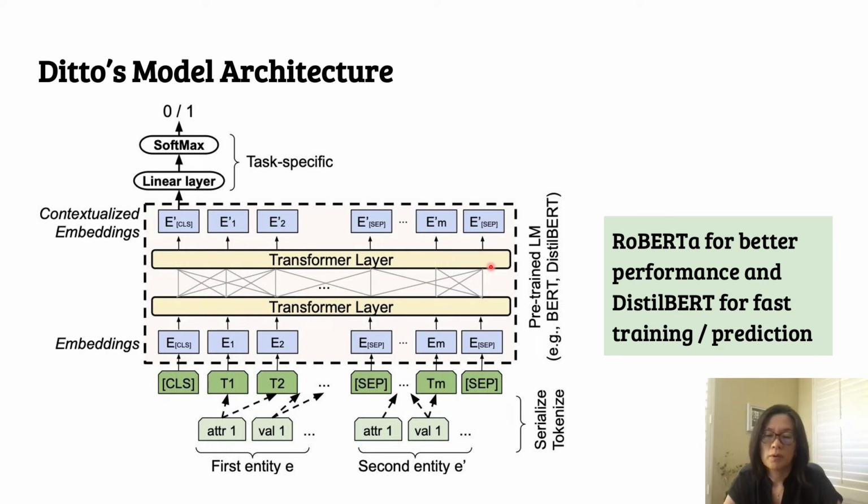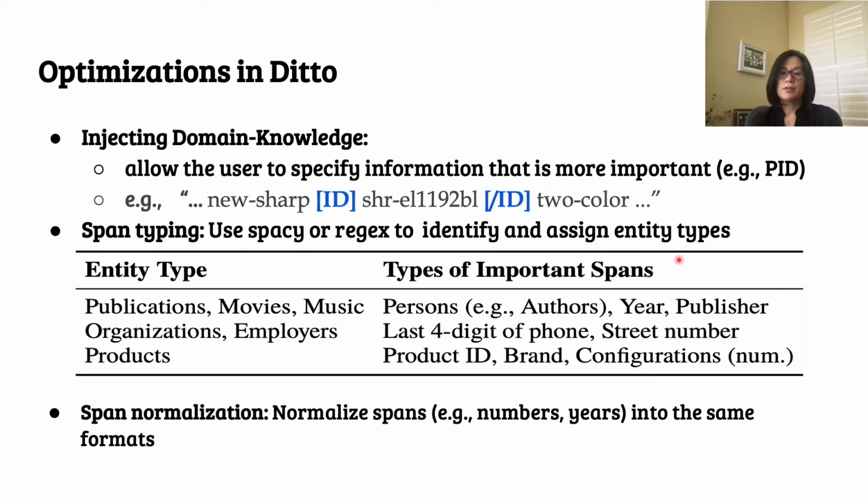We are not limited to BERT here. Any transformer-based pre-trained language model can be used. In fact, in our experiments, we use RoBERTa for better performance, and we use DistilBERT for faster prediction and training. As you can see, the architecture here is very simple, and for different applications, one typically only needs to modify the task-specific layers and change the way you serialize or tokenize your input to make this model work. This fine-tuned model itself already shows impressive performance, but DITTO doesn't stop there.